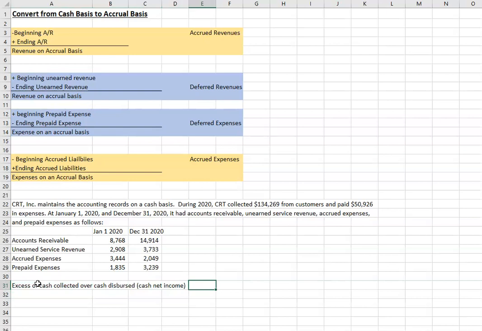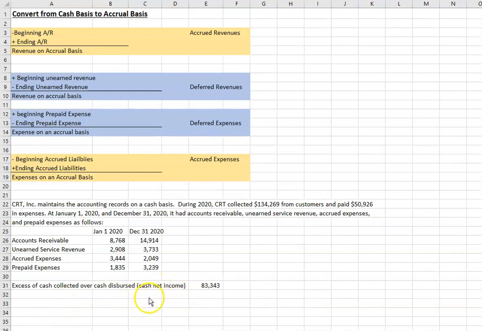The way that we'll compute it is we'll say that we received $134,269, and then we'll subtract out the cash outflows, which was minus $50,926. And so we see that our cash net income is $83,343.